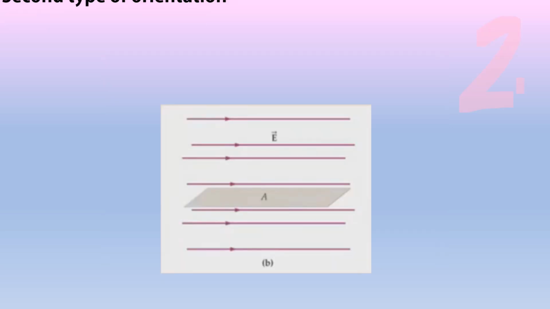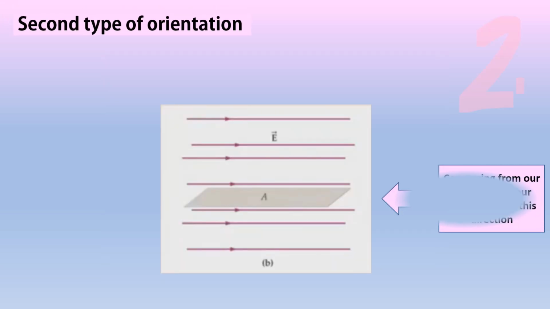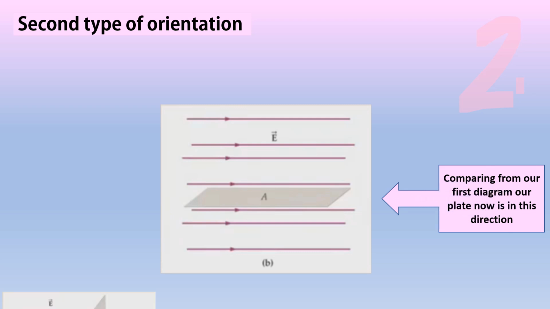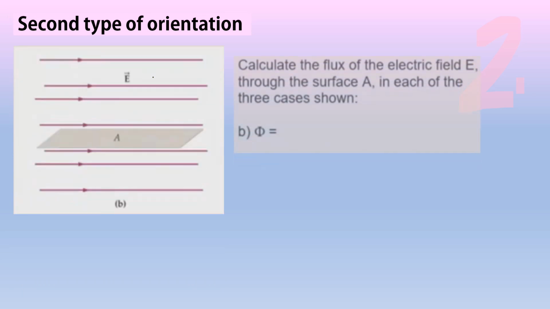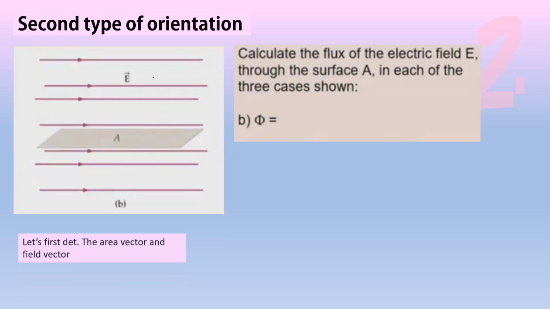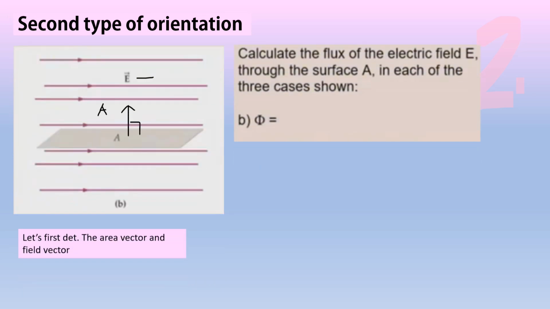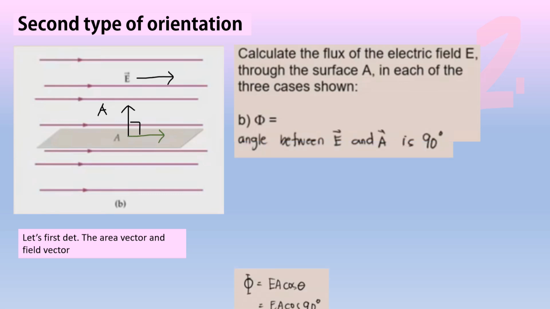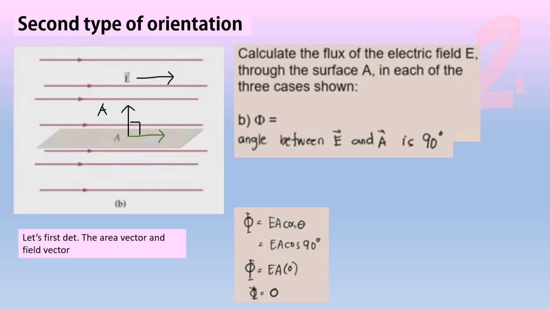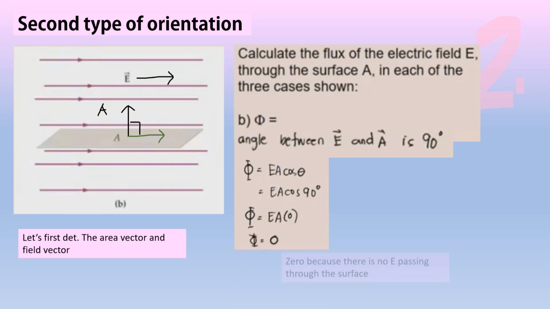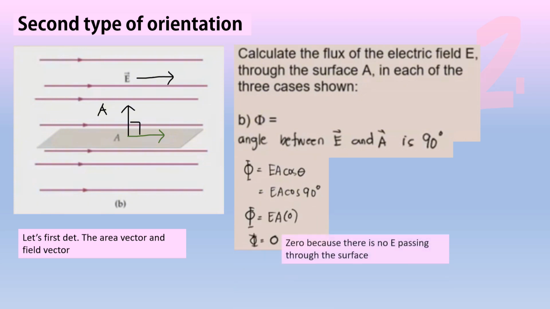Here's the second type of orientation. Comparing with our first diagram, our plate is now in this direction. Let's first determine the vectors of the electric field and area. The area is in the upward direction while the field is in the right-side direction. Same equation, and use 90 degrees for the angle. It's 0 because there is no E passing through the surface.